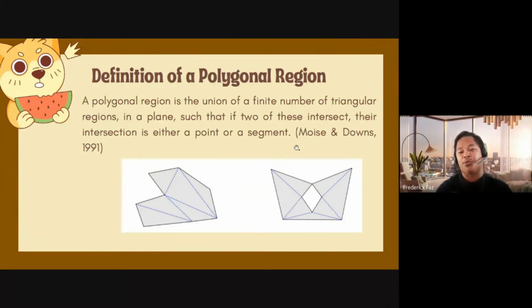So according to Moise and Downs, we have here an example of a polygonal region, composed of different triangular regions. For these polygons, we have here an example of a polygonal region.